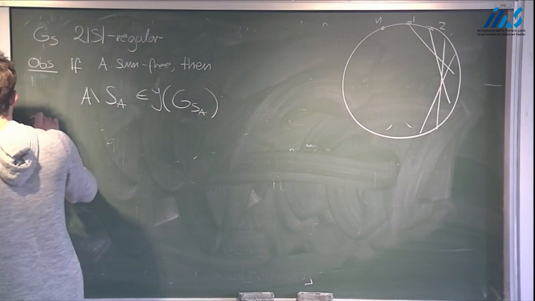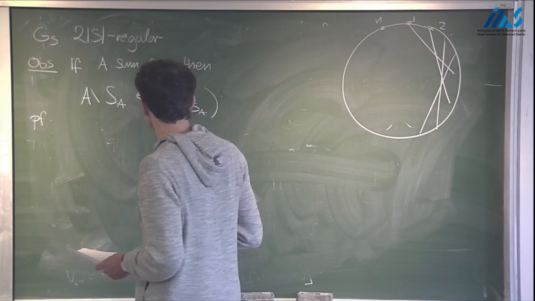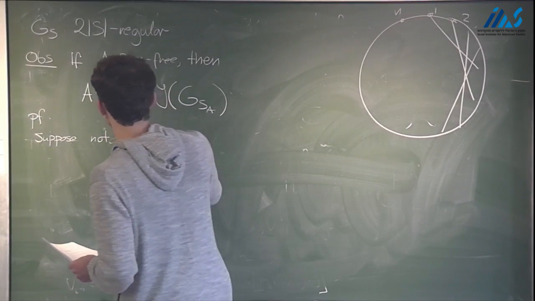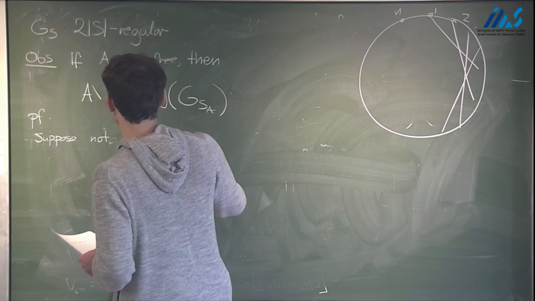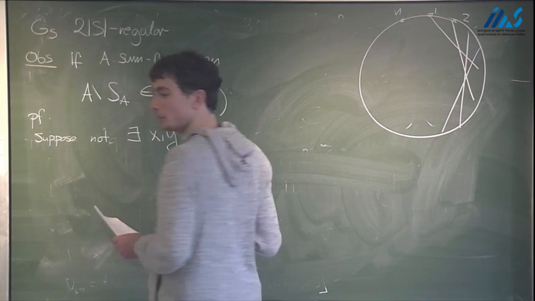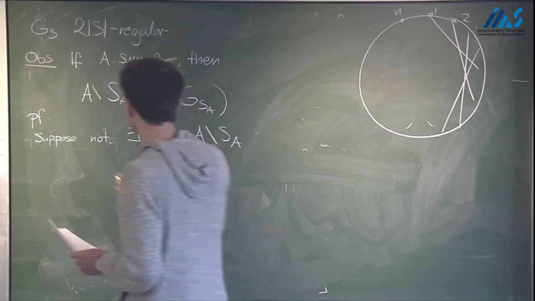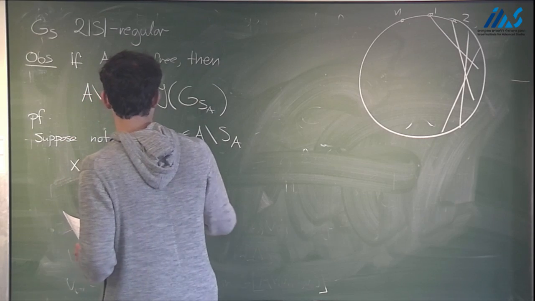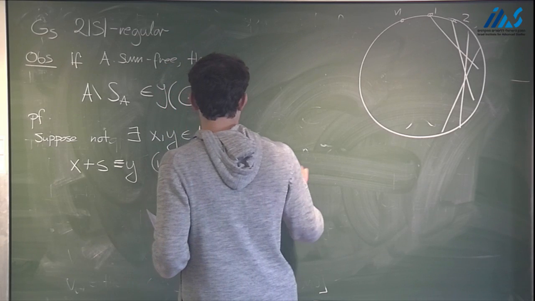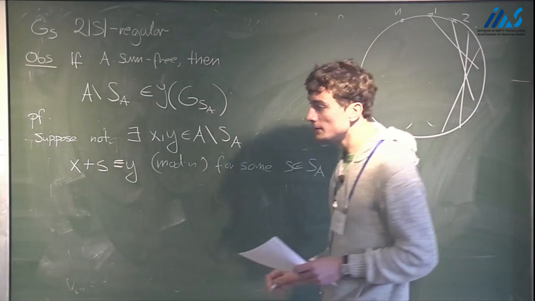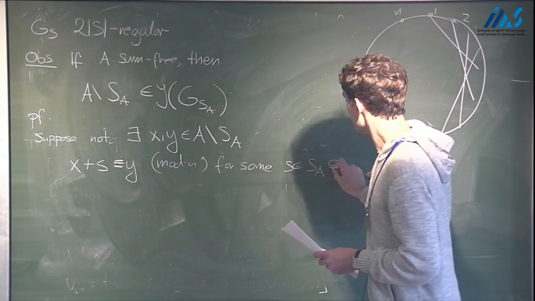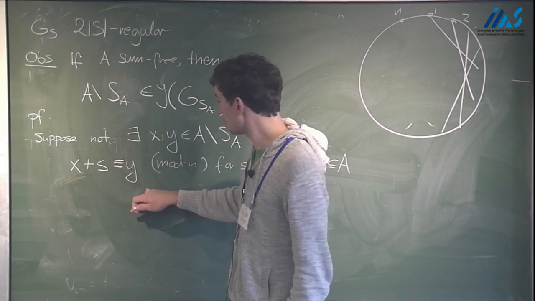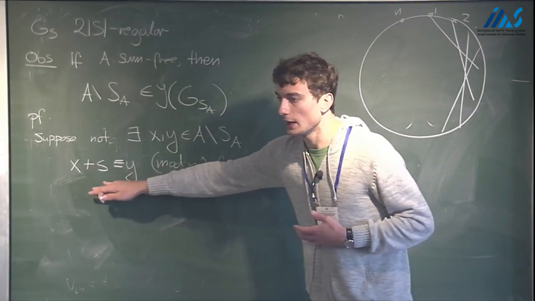So let's prove it. Suppose not. Then we have two elements, not necessarily distinct, x and y in A, but they're not among the smallest elements of A, so that x plus s is congruent to y modulo n for some s in S_A. S_A is contained in A, so to reach a contradiction, I only need to prove that this holds also not necessarily modulo n, but as a real identity.